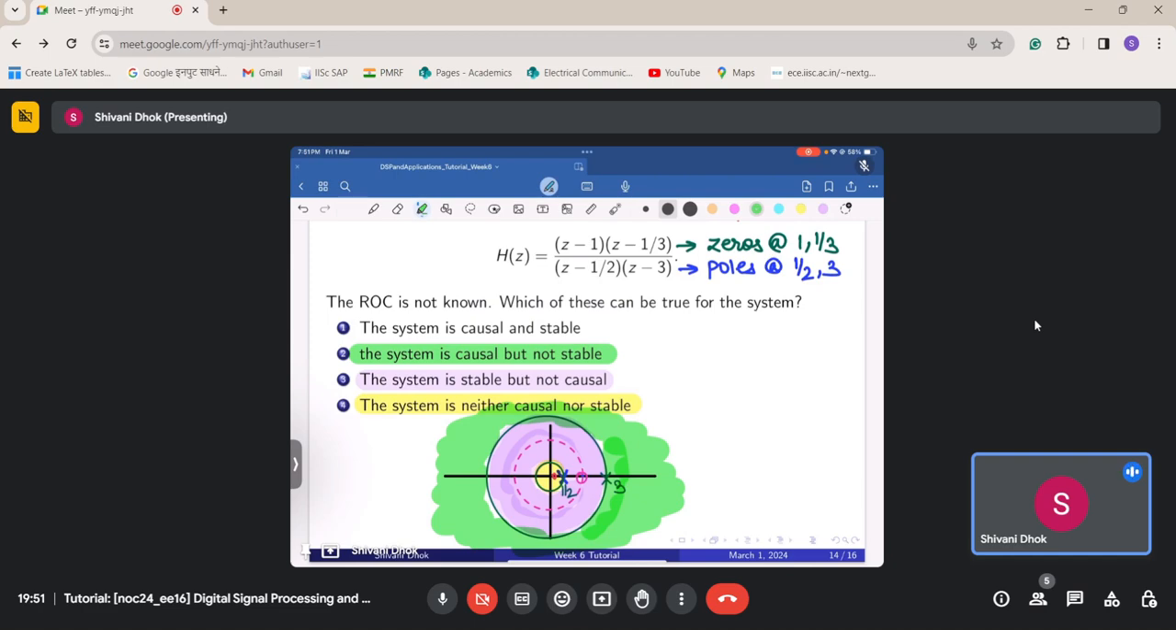We can also see this from the discussion that we had in that minimum phase question. The poles are at half and 3. So all the poles are not inside my unit circle. The z equal to 3 pole is outside my unit circle, and because of that I can't have a system which is both causal and stable simultaneously. So options 2, 3 and 4 are the correct answers. The first one is not a correct answer. Is it clear? Any questions?